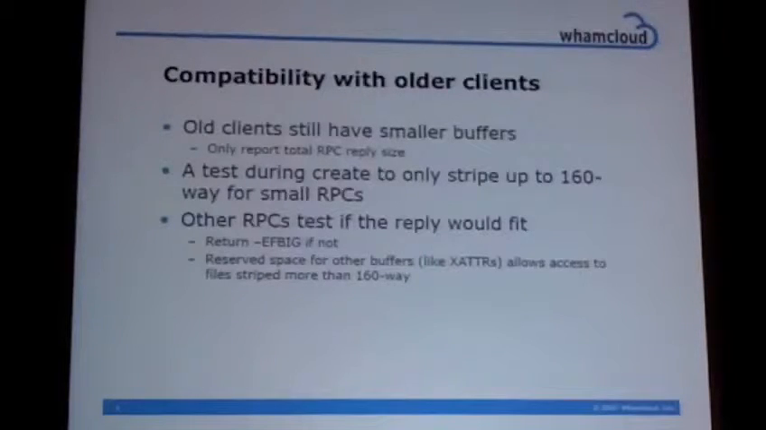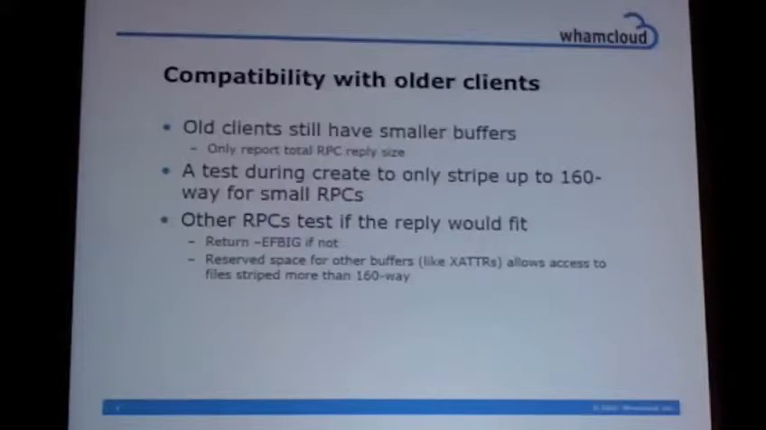So, of course, older clients still have smaller buffers. And a good and bad thing is we don't actually have a fixed allocation of space in those buffers for the striping information. So we can sort of overshoot the 160 limit we used to have if there is free space because some other parts of the buffers are not used. Still, we need to do certain checks.